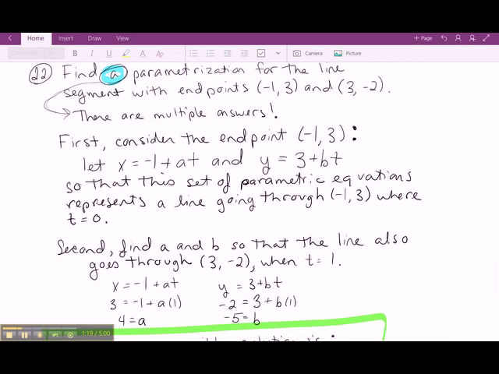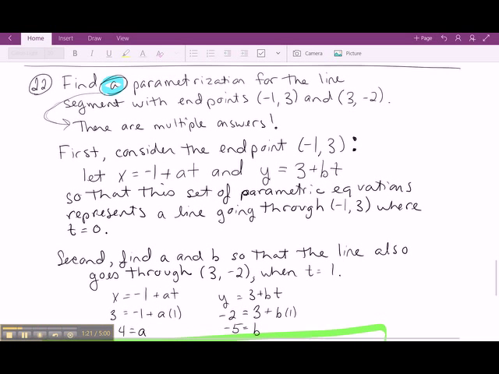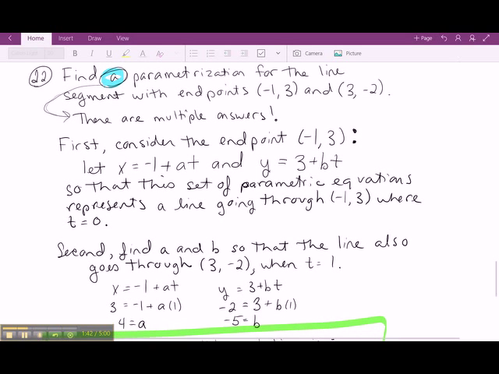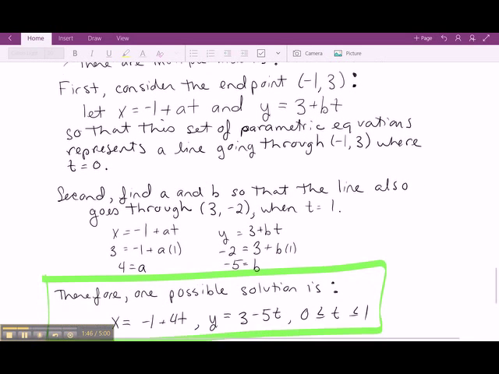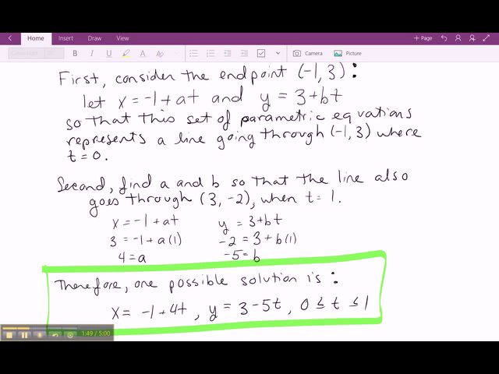So usually the easiest thing to do is to think about these starting at t equals 0 and moving in the positive direction. But technically, you could use t between any values of t that you wanted to. It's easier to start with 0, of course, because 0 is always easier to work with. But there's multiple answers for this. But first, what I'm going to do is consider the endpoint (-1, 3).